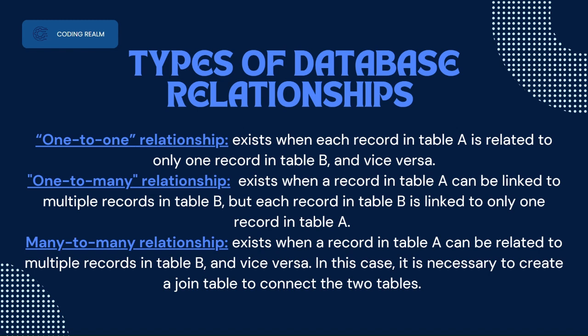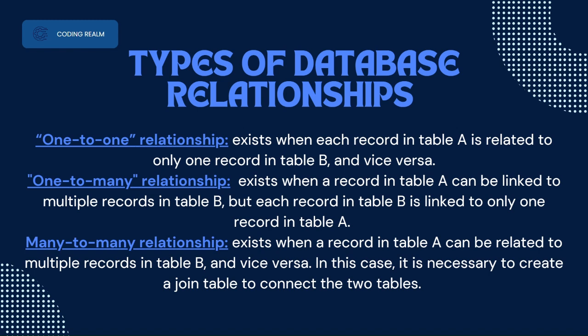A one-to-one relationship exists when each record in table A is related to only one record in table B, and vice versa. For example, a table of customers can be linked to a table of shipping addresses. Each customer has a unique shipping address, and each shipping address belongs to a single customer. This is the one-to-one.